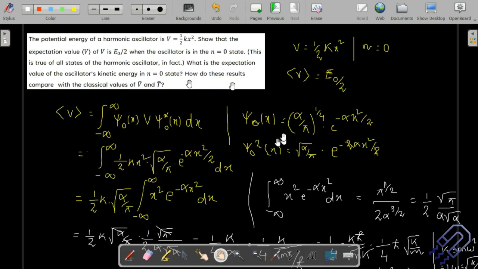The next question is, what is the expectation value of the oscillator's kinetic energy in the n equal to 0 state? Now we are going to talk about kinetic energy. So it's not like V, because kinetic energy we know is nothing but we'll start from half mv squared itself. Let's see what we can do in terms of kinetic energy.